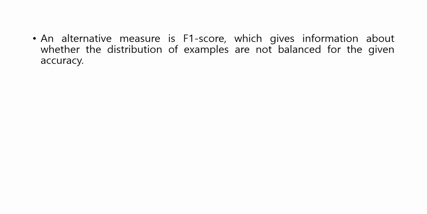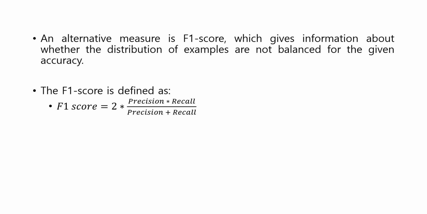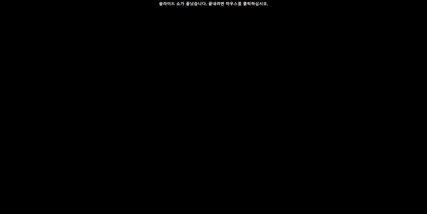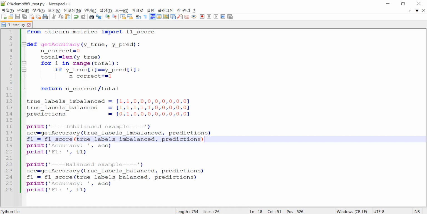An alternative measure is F1-score, which gives information about whether the distribution of examples is not balanced for the given accuracy. The F1-score is defined as 2 times precision times recall over precision plus recall. In the following video, I'm going to explain precision and recall, and even if you don't know the above formula, you can use sklearn to measure the performance of your trained model in F1-score. I'll show you an example of F1-score using scikit-learn.